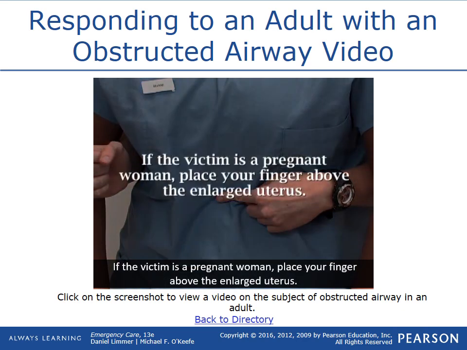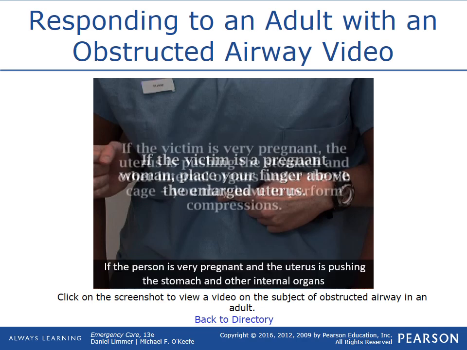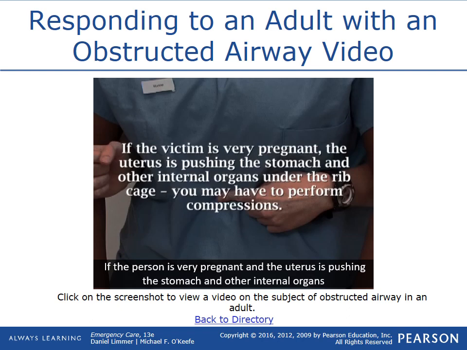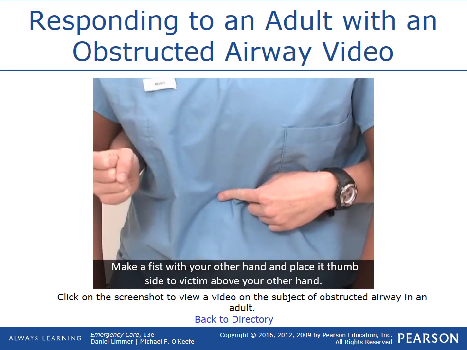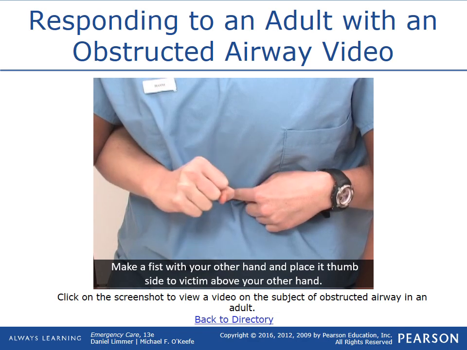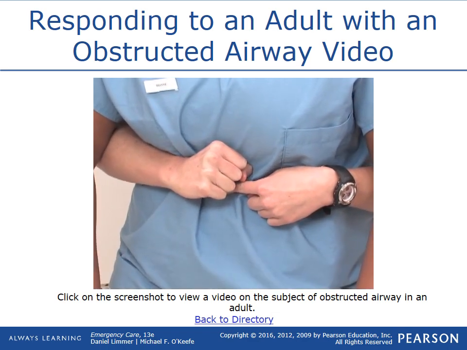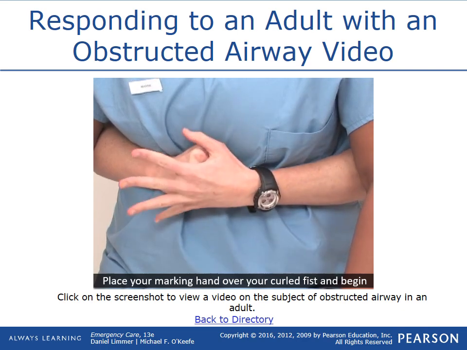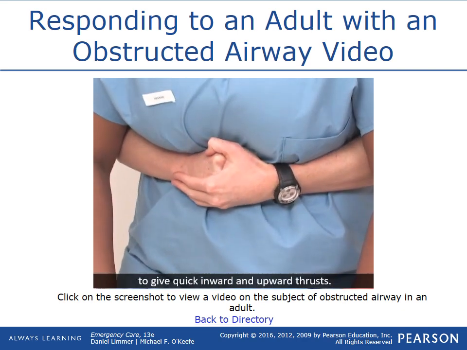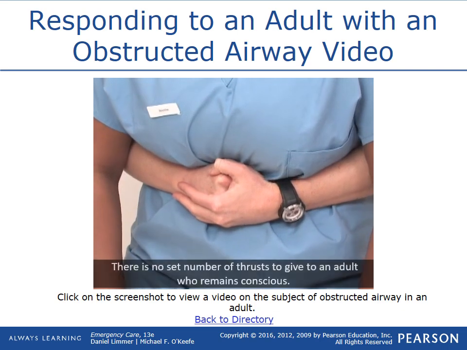If the victim is a pregnant woman, place your finger above the enlarged uterus. If the person is very pregnant and the uterus is pushing the stomach and other internal organs under the rib cage, you may have to perform chest compressions. Make a fist with your other hand and place it, thumb side to the victim, above your other hand. Place your marking hand over your curled fist and begin to give quick inward and upward thrusts.